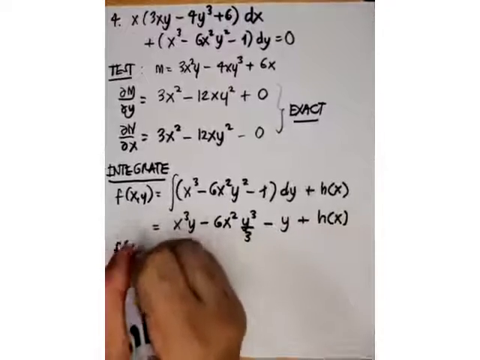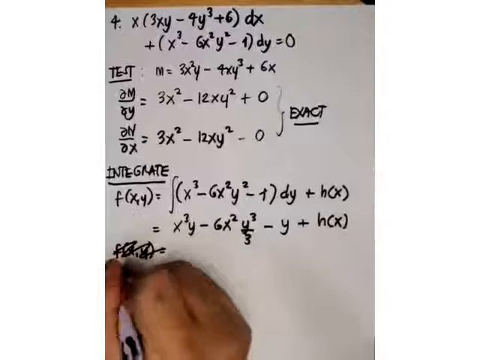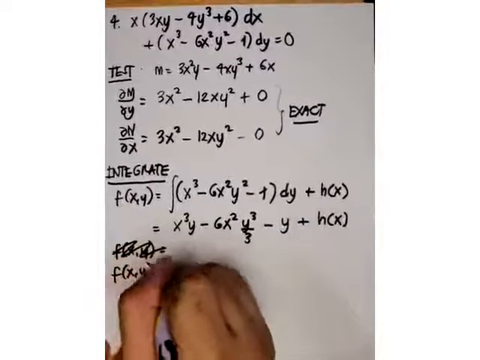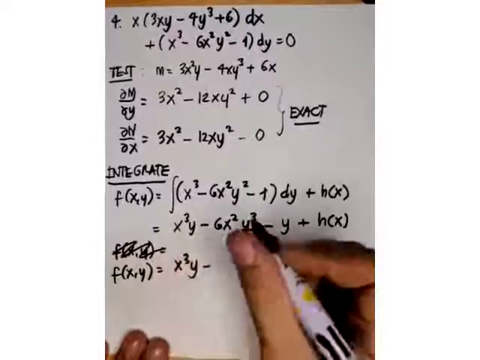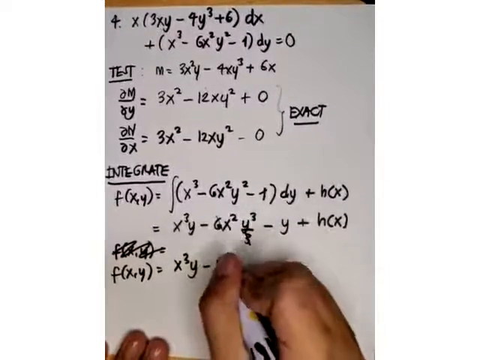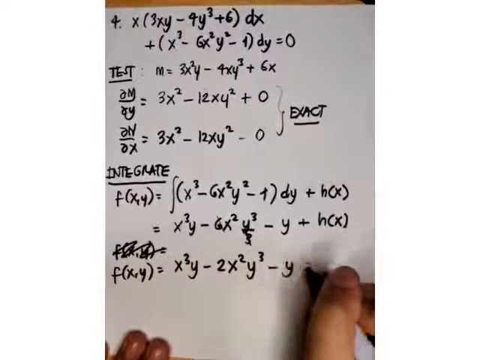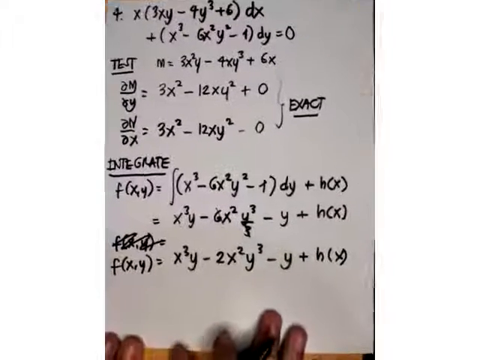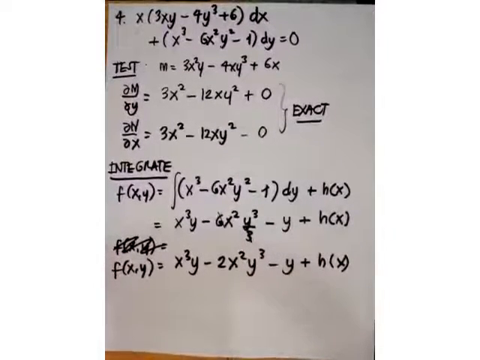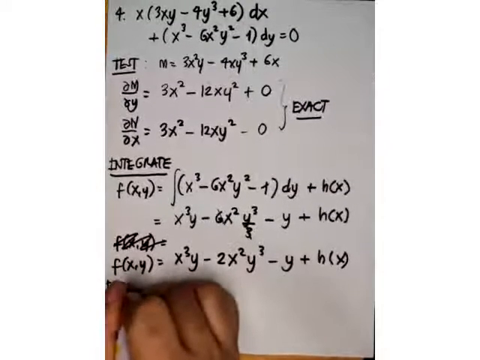So let's rewrite and simplify. So that's F of xy. So that's equal to x cubed y minus. So we can simplify this. So that will be 2x squared y cubed minus y plus h of x. Ayan. Okay. So the next step will be the derivative.